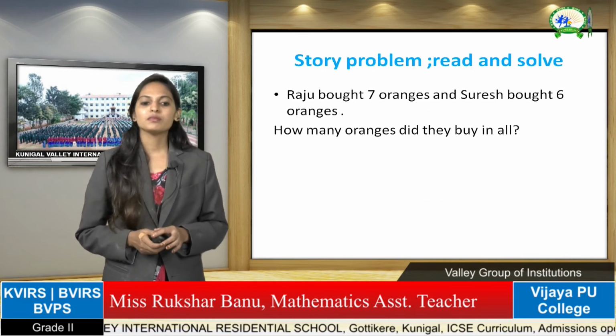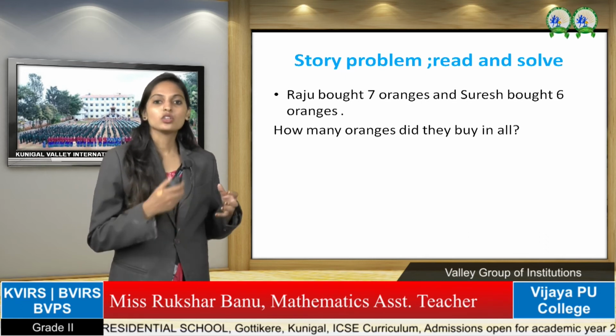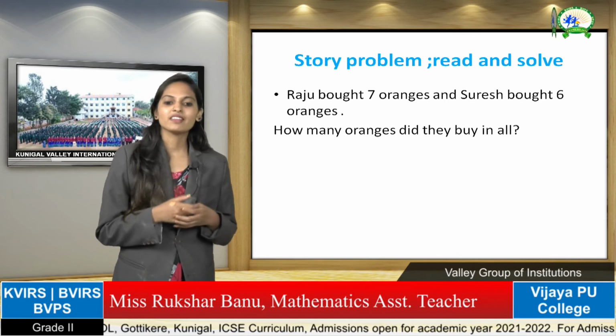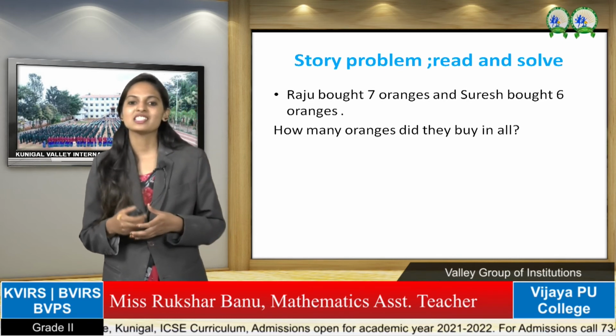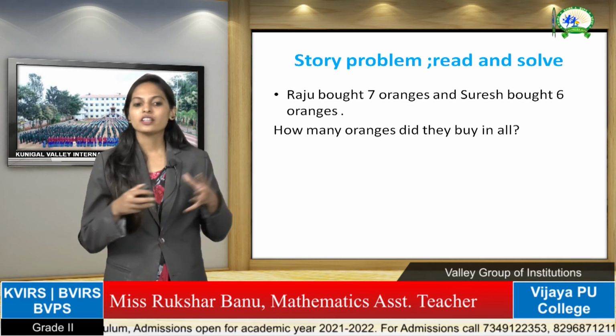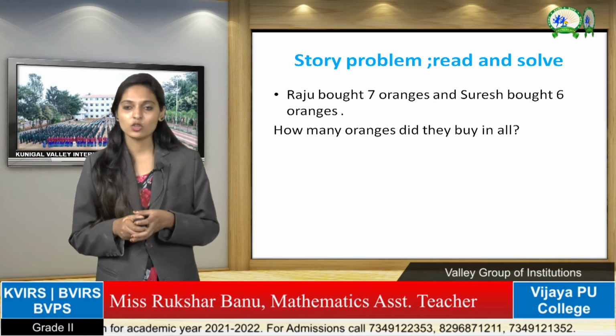Next, story problem, read and solve. Here story problems also will be there. So you have to read carefully, then you have to write the answer. Raju bought 7 oranges and Suresh bought 6 oranges. How many oranges did they buy in all? So all the oranges, Raju's 7 oranges and Suresh's 6 oranges.